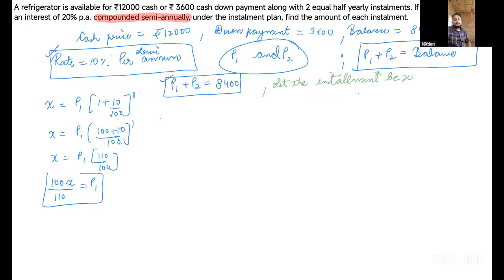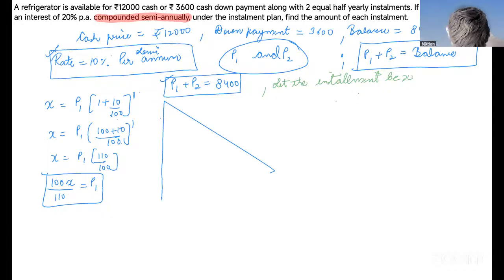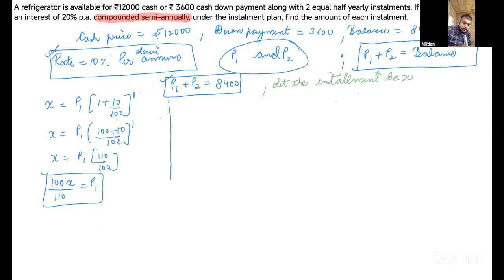Did you understand, guys? No, you didn't understand. I just found out what the principal is. X is the installment amount that I have to pay. The rate percent is 10 upon 100. I just solved it and wrote it down. Did you understand? So here in this case, P1 plus P2 is equal to the balance. Good. Now for P2.